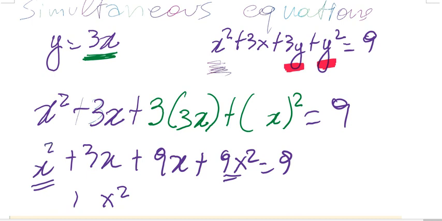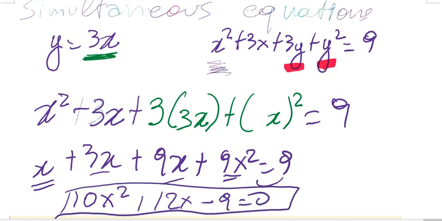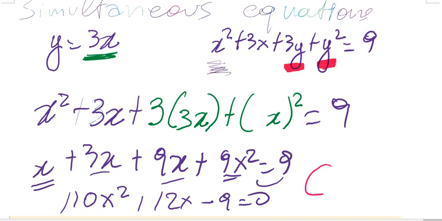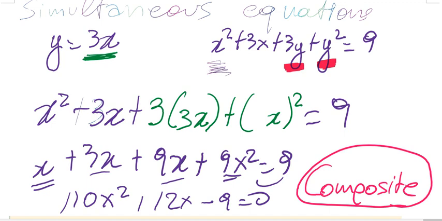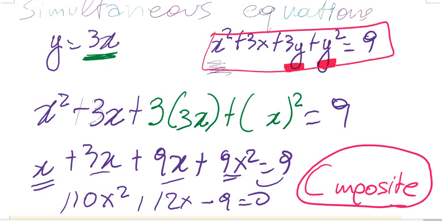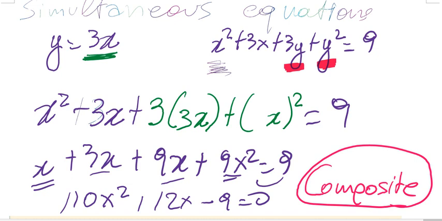So I would go in total, and I would have 10x squared plus 12x minus 9 equals 0, and I would bring that equation to this form. So with the composite, we call them composite functions. We do something like this. We move from the equations to functions, and we compose, we synthesize, we put one inside the other. And that's what is a composite function.